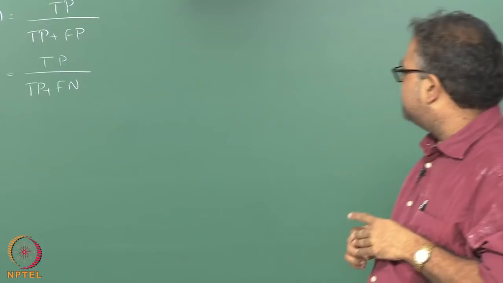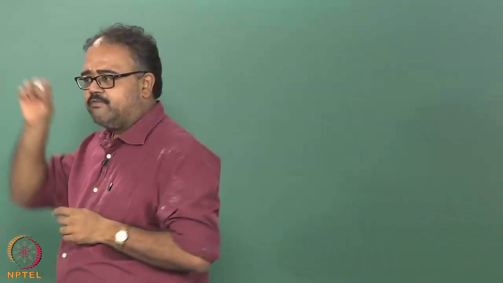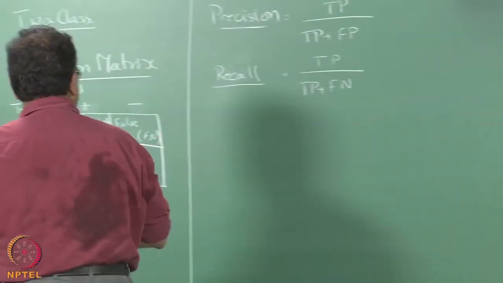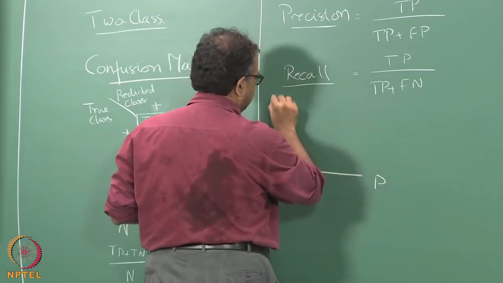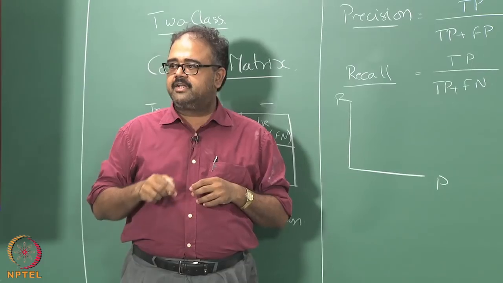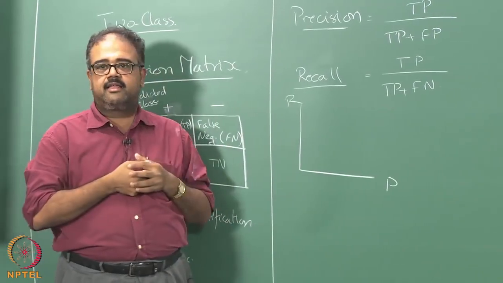But then recall will suffer, recall will be 0. So there is always this trade-off between precision and recall. You have to figure out where you want to pitch your algorithm. Typically people draw what are known as PR curves, precision and recall curves, and so how do you think this PR curve should look like?